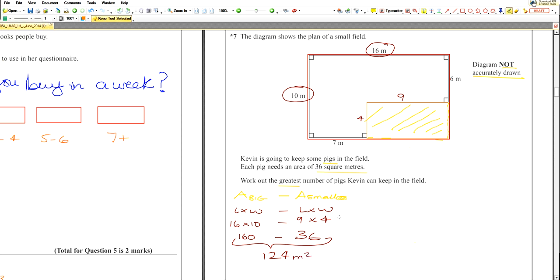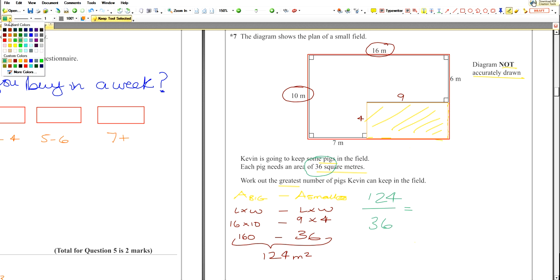Right. Now what we need to work out is how many of 36 meters will fit into here. Okay, that's better. So the next calculation is 124 divided by 36.